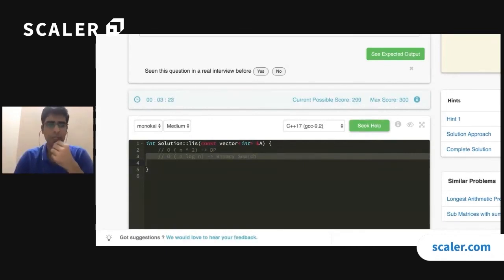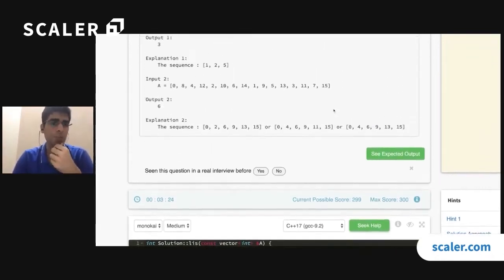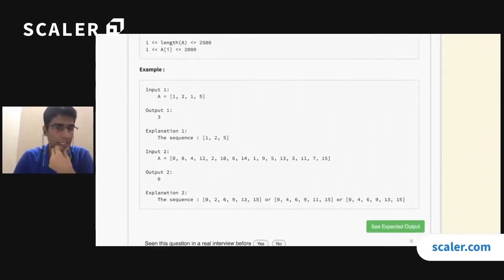Okay, let us start with this problem. We are given an array A and we have to find a longest increasing subsequence of this array. Awesome. So how can we do that?